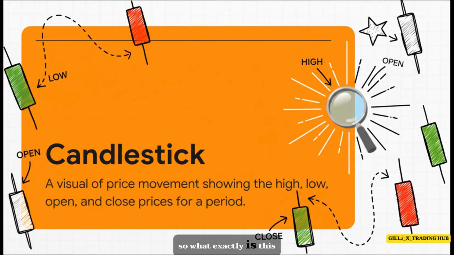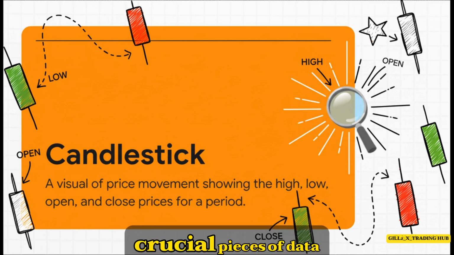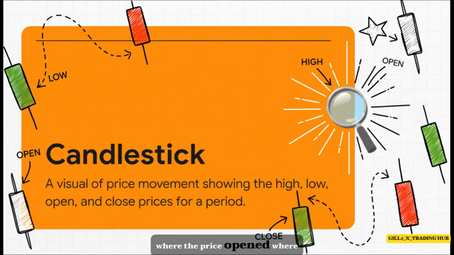So what exactly is this candlestick? Well, think of it as a super efficient snapshot. For any time period you choose, a day, an hour, whatever, it packs in 4 crucial pieces of data: where the price opened, where it closed, the highest point it reached, and the lowest point it hit. It's like the complete box score for that period's game.